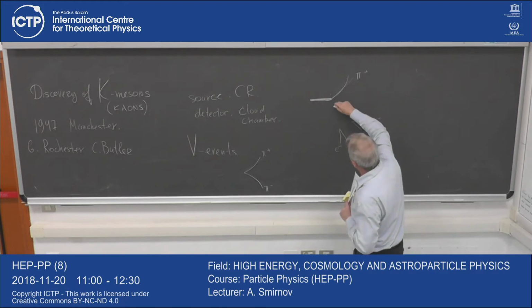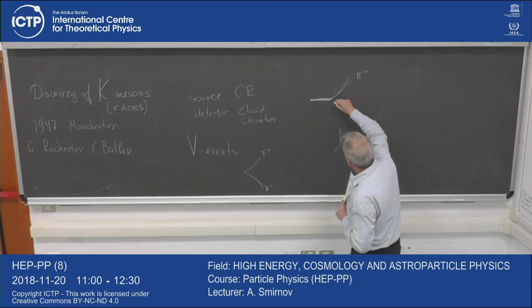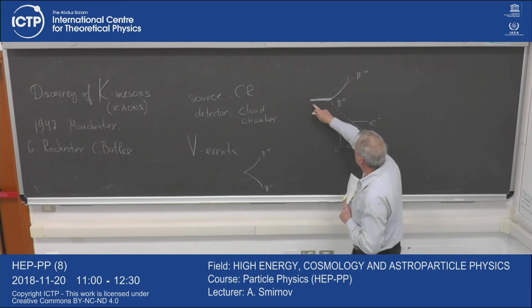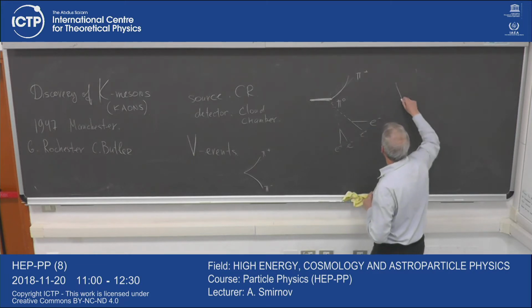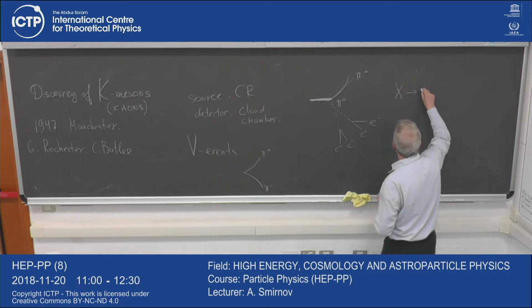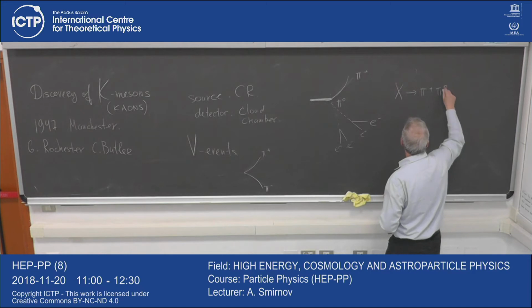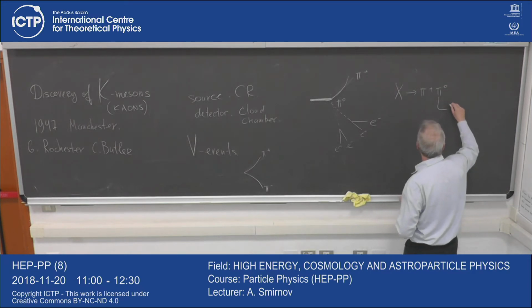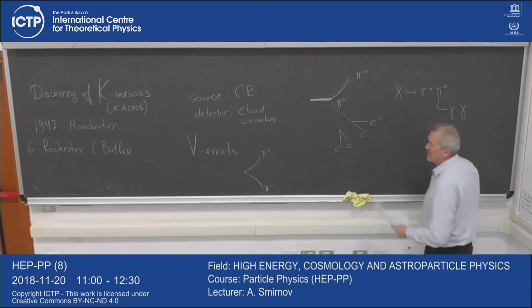So this plus and minus come from gammas, and these gammas come from pi 0 decay. So what you have here is decay of some particle, x, into pi plus and pi 0. These pi 0 decay into two gammas.